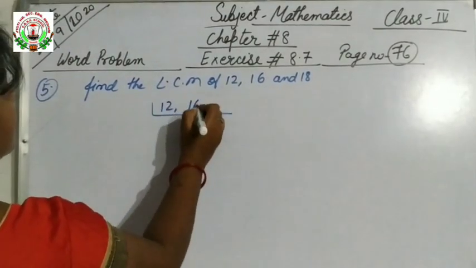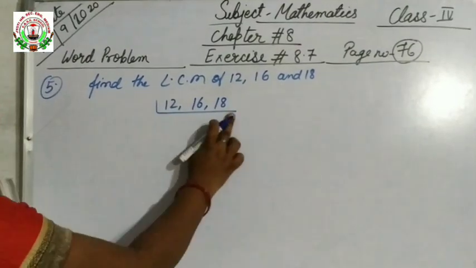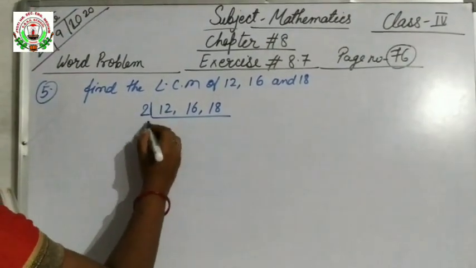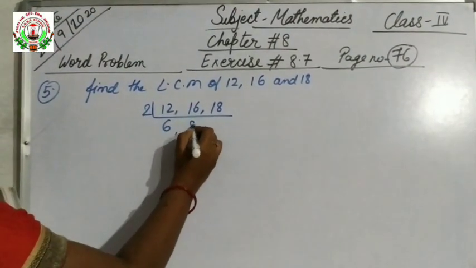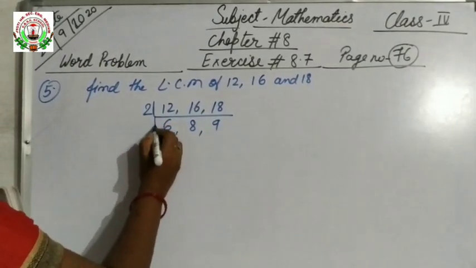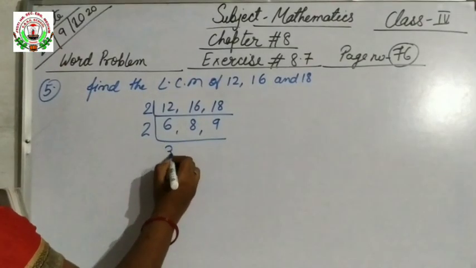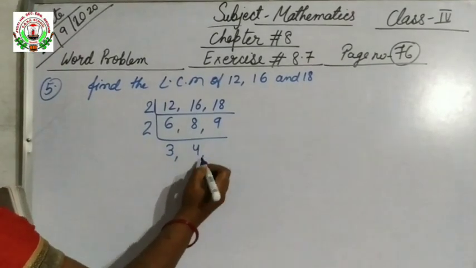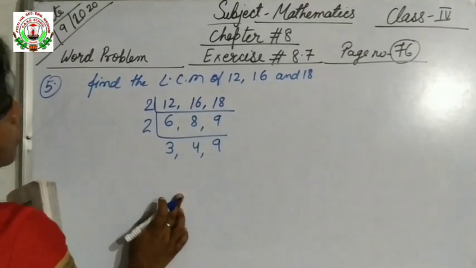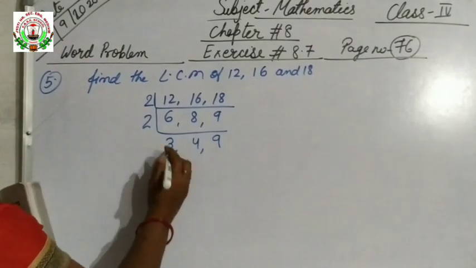12, 16 and 18. Children, here you are seeing all are even numbers. So all are divisible by 2. It will come in 2 table. 2 6 is 12, 2 8 is 16, 2 9 is 18. Now 6 and 8 is divisible by 2, so we will take again 2. 2 3 is 6, 2 4 is 8. 9 as it is you will write because 9 is not divisible by 2. If a number is not divisible by that number, you will write as it is.